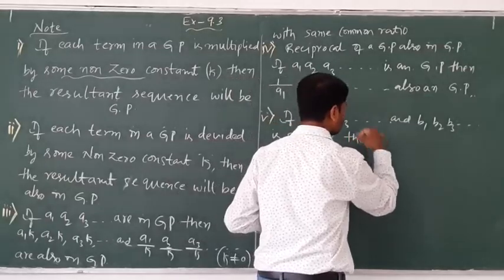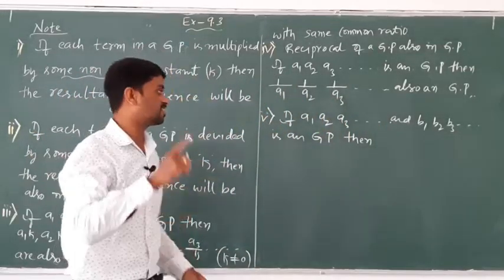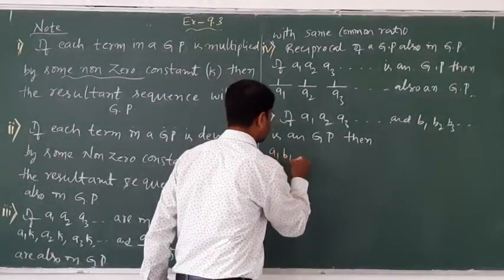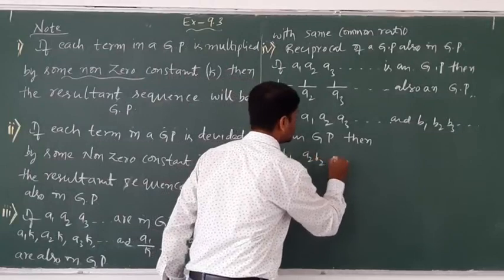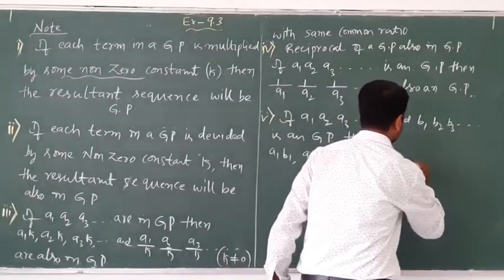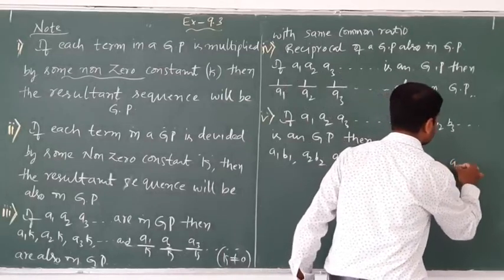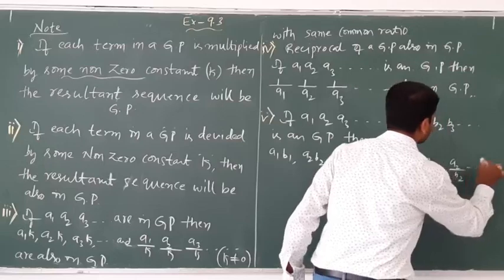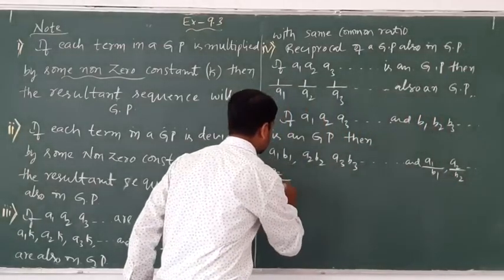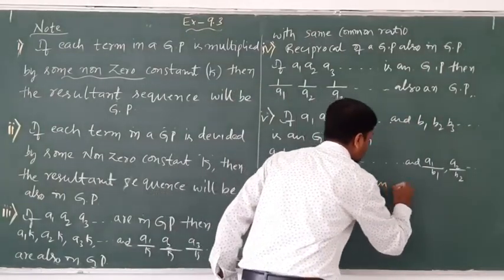then tell me, anybody. Yes, come on guys. Yes, 100%: A1 B1, A2 B2, A3 B3 up to so on, and A1 divided by B1, A2 divided by B2, A3 divided by B3 up to so on is also a GP.